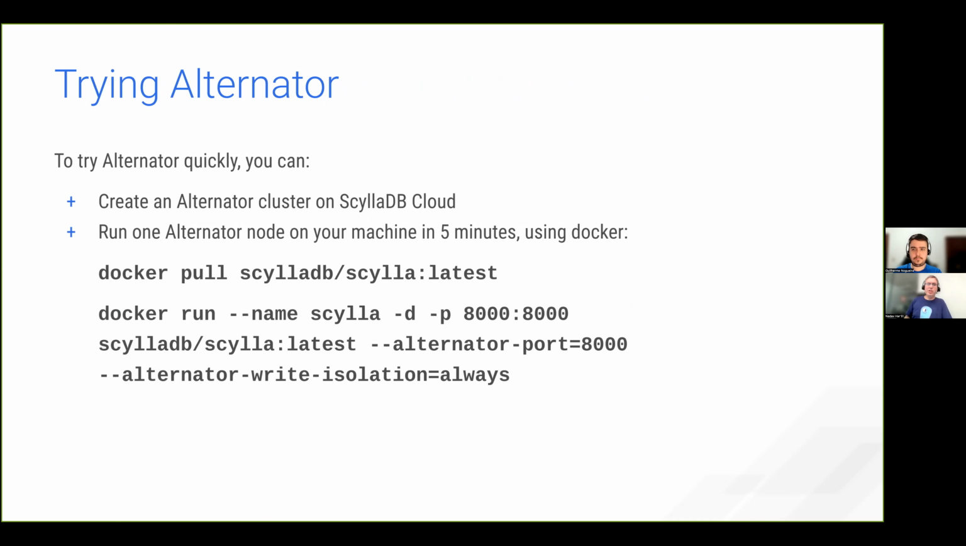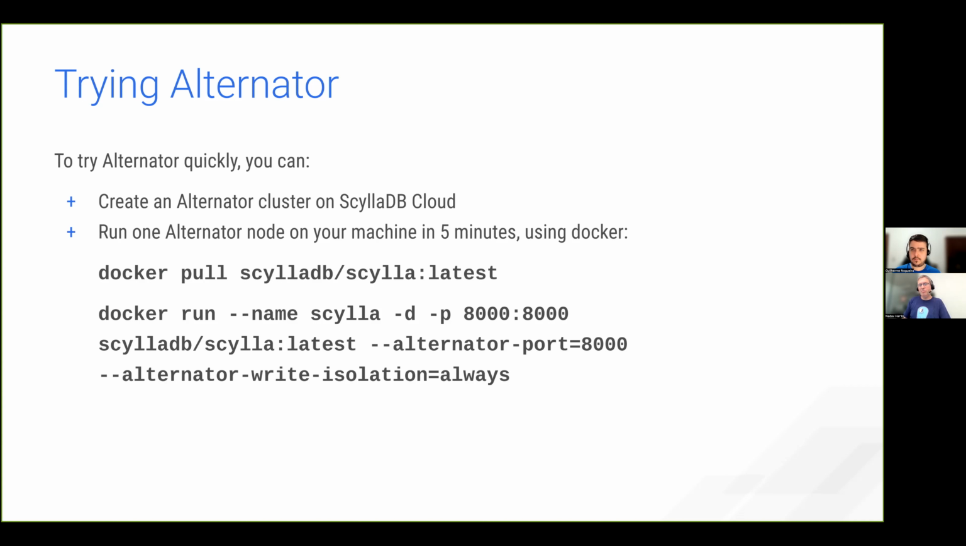So if you want to try Alternator yourself and see if your DynamoDB application works on it, and enjoy having your application run outside of Amazon or maybe even inside, one thing you can do is just go to ScyllaDB Cloud and create a cluster. With a credit card, you can create a cluster of any size, but you can also get a free trial, like a small cluster, and play with that.